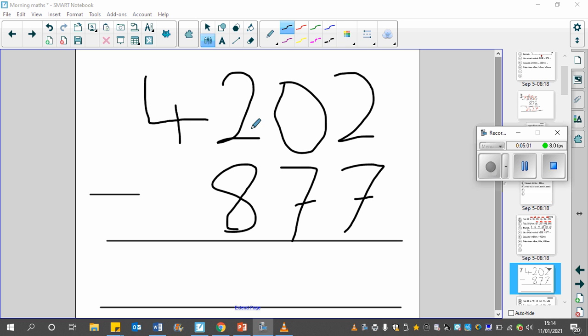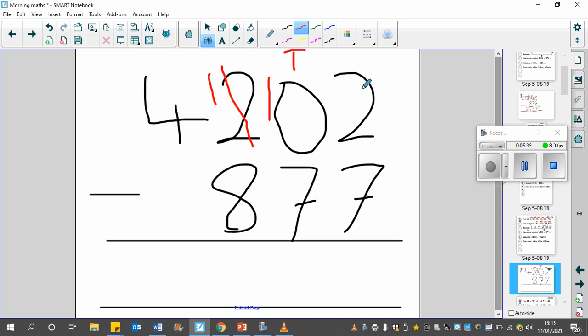Which is of course 4,202 take away 877. So here we go, 2 take away 7, you can't do that, so exchange with the next column. You can't do that because there's nothing there. Exchange to the next column, yes we can. So instead of having 200, we're going to put 100. That means that we need to put a 1 there. And if you think this is 1 and a 0 makes 10, and it's in the tens column, and 10 tens is 100. So we've taken 100 away here, but we've put 100 back here, so therefore we're okay.